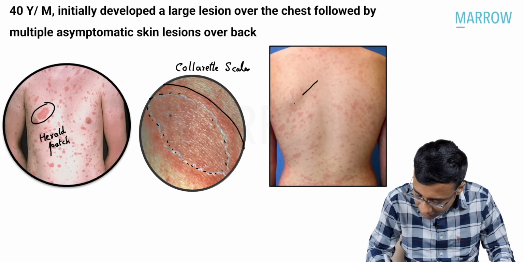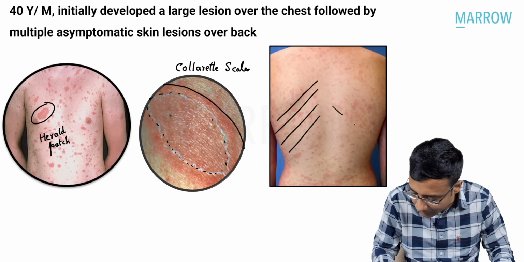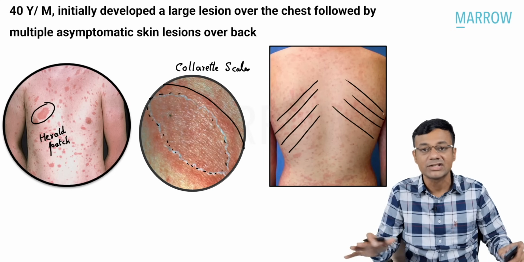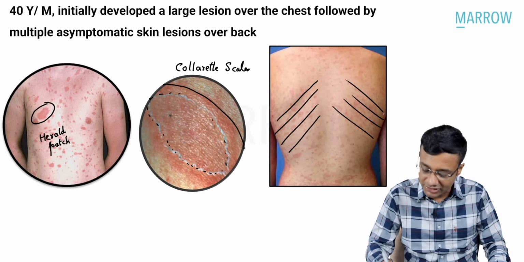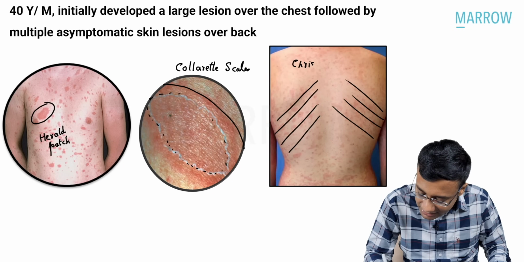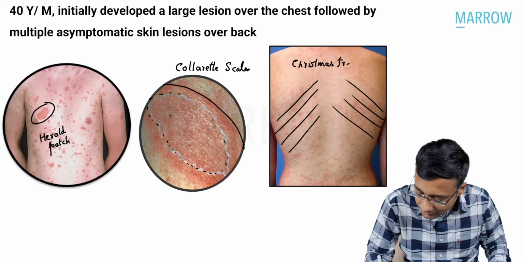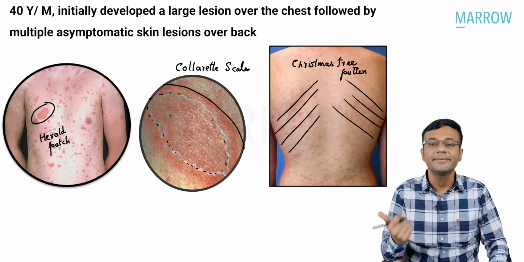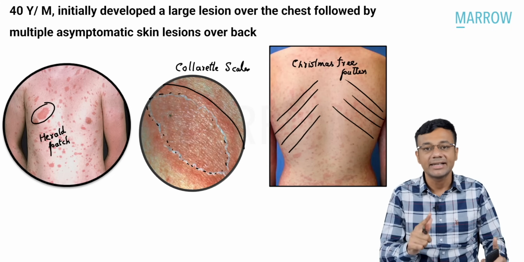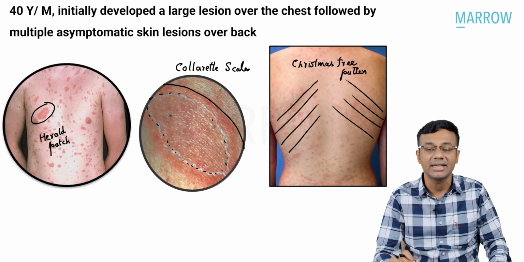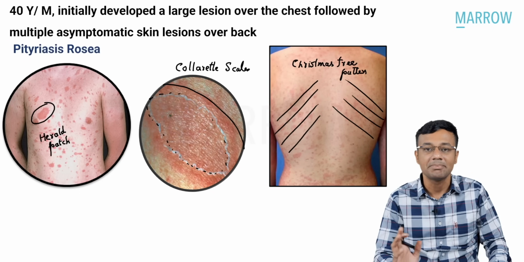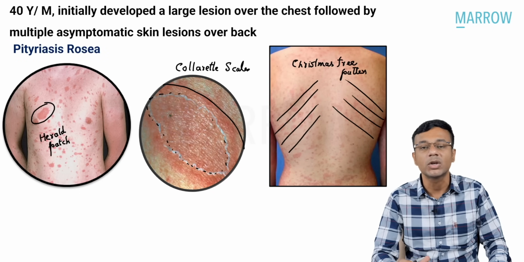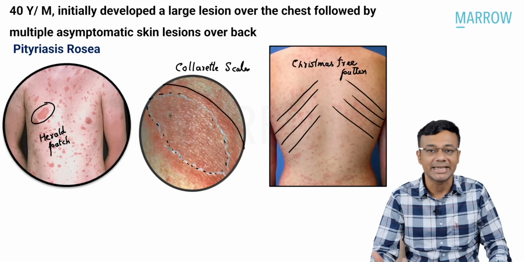And when we see the distribution, we see that the distribution is predominantly along the lines of Langer, the lines of skin tension. This is referred to as Christmas tree pattern. So Herald patch is number 1, collarette of scales is number 2, and Christmas tree distribution of lesions is number 3. The diagnosis is hinting towards pityriasis rosea, which is an acute self-limiting papulosquamous eruption.